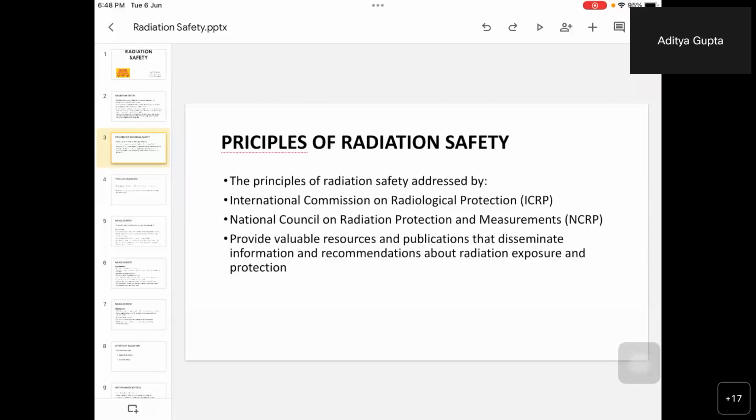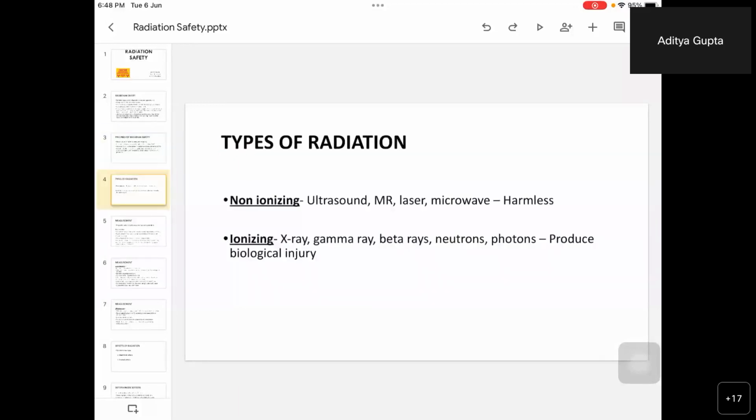So there are two types of radiation: non-ionizing radiation and ionizing radiation. Non-ionizing radiations are harmless to human beings, like ultrasound, MRI, laser, and microwave.